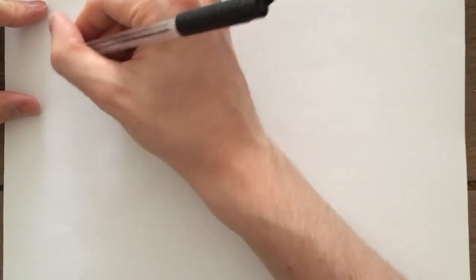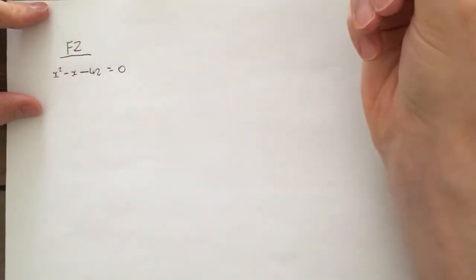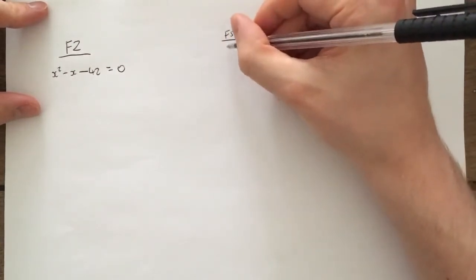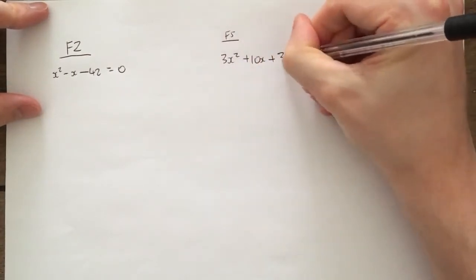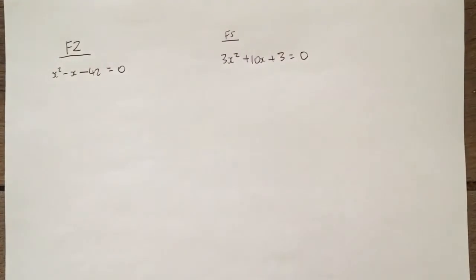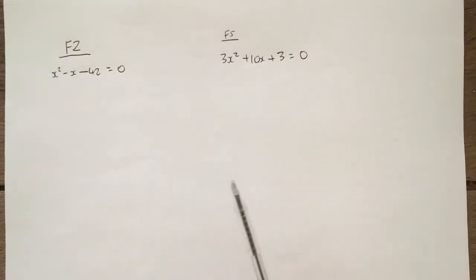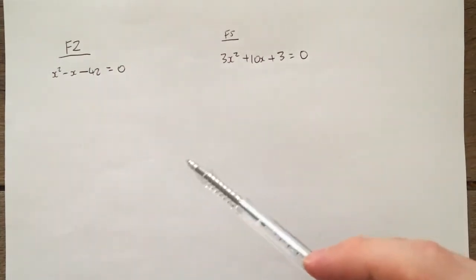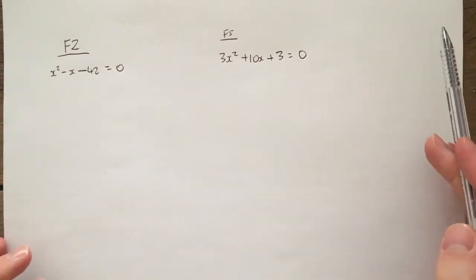So let's say I said x squared minus x minus 42 equals 0. Okay? I'm going to compare that with F5 right now. Question F5 might look a bit like this: 3x squared plus 10x plus 3 equals 0. First things first, they're both quadratic. You know that because they've got x squared. The second thing you realise is that they both equal 0, which in the previous video, as you might remember, is so important for us to be able to factorise and solve these. So that's done for us, which is fantastic.